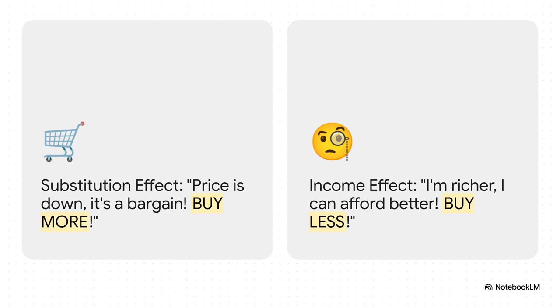So you see the problem, right? This is the core conflict. When the price of an inferior good drops, it's like you've got these two little voices arguing in your head. The substitution effect is yelling, hey, it's a bargain, buy more. But at the same time, the income effect is whispering, dude, you feel richer now. You can afford better stuff. Buy less of this. So, which voice wins? The answer to that one question determines everything.